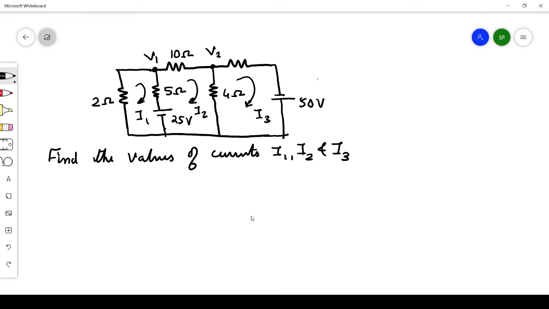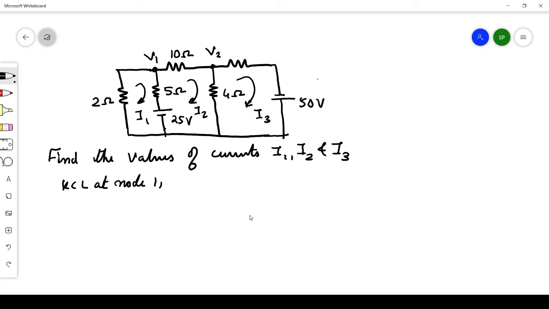Let us write the KCL. Let us apply KCL at node 1. It is the sum of the currents at that particular node is equal to 0. When you see V1, we can see that three branches are connected. One branch consists of a 2 ohm resistor. The second one is with 5 ohm in series with a 25 volt battery, and the other branch has a resistance of 10 ohm. We will just be adding the currents because we assume that all the currents are moving away from the node.